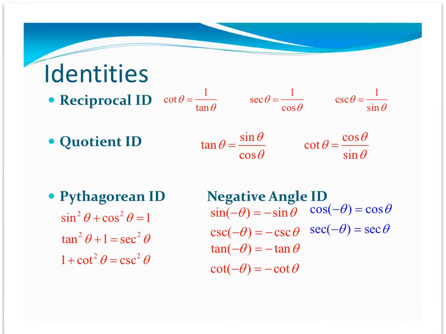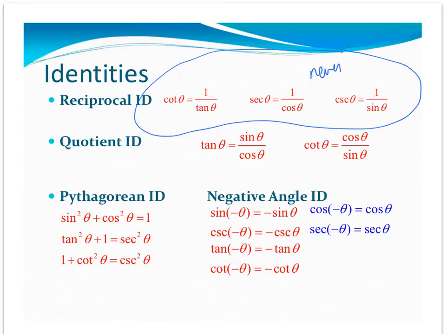The first set are reciprocal identities. They just talk about which functions are reciprocals of each other. Notice that you will never, ever take the reciprocal of an angle. You are only taking the reciprocal of a ratio. Secondly, we have our quotient identities. Quotient means division, and so these are the two identities that are a quotient or division problem of the other.